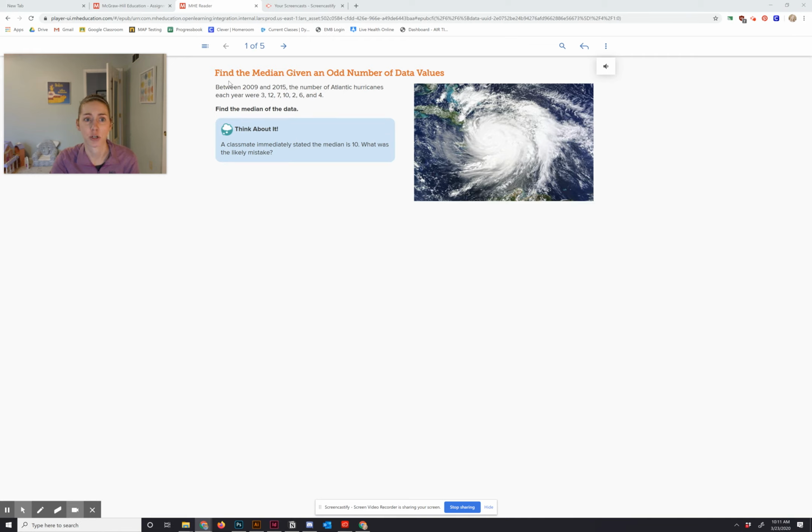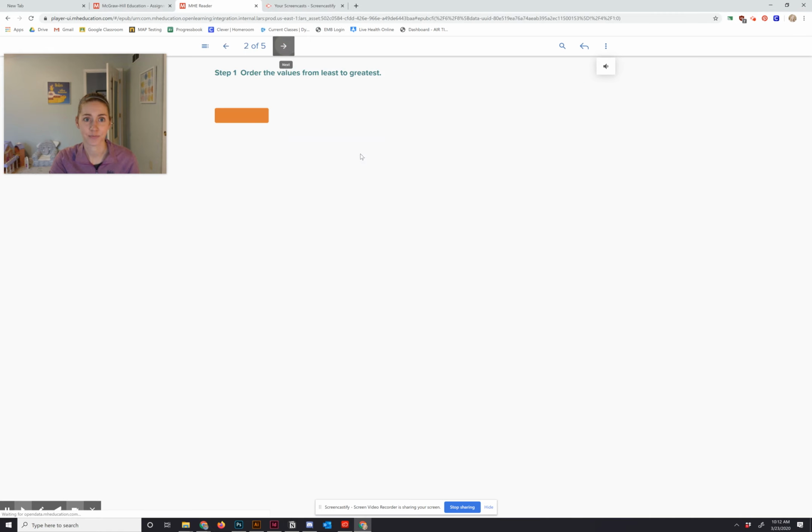In this example, we define the median given an odd number of data values. This is the simpler way to find the median. Between 2009 and 2015, the number of Atlantic hurricanes each year was 3, 12, 7, 10, 2, 6, and 4. We're going to start by sorting this data in order from least to greatest.